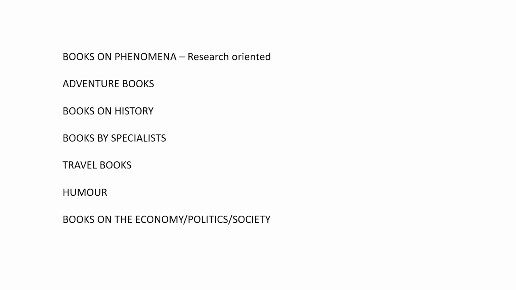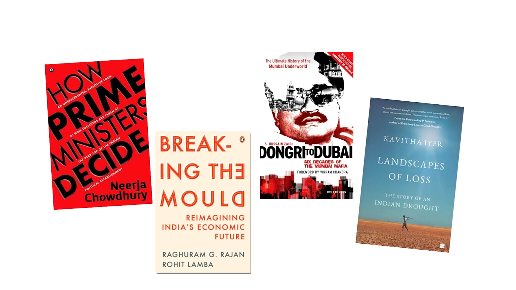So here I've pulled out a selection of books that are quite well known, and you can decide for yourself where they fit. So you have How Prime Ministers Decide by Neerja Chaudhary, you have Breaking the Mold, Reimagining India's Economic Future by Raghuram Rajan and Rohit Lamba. You have Dongri to Dubai, a book on the Mumbai underworld by S. Hussain Zaidi. And you have Landscapes of Loss, The Story of an Indian Drought, which is a book on the agricultural field by Kavita Iyer.